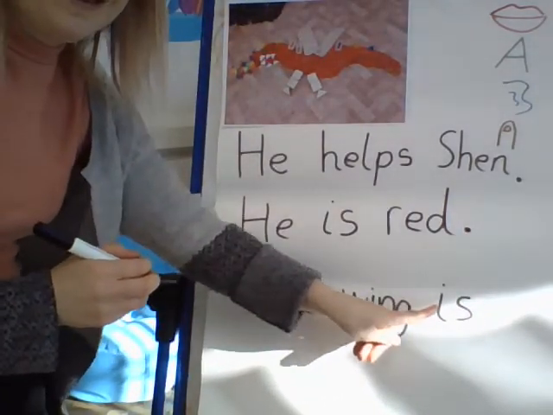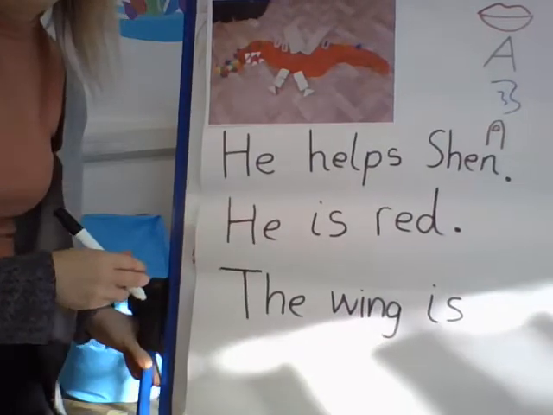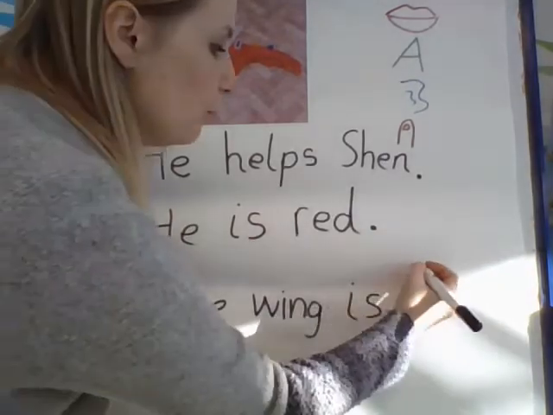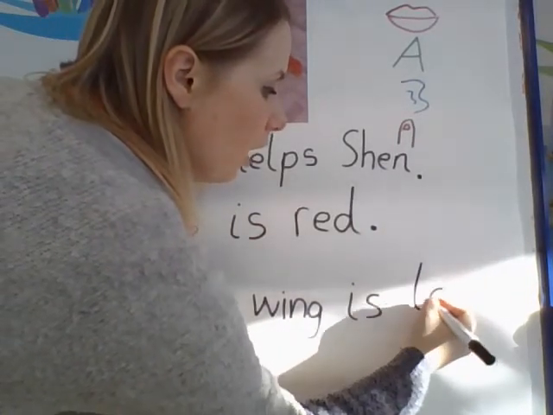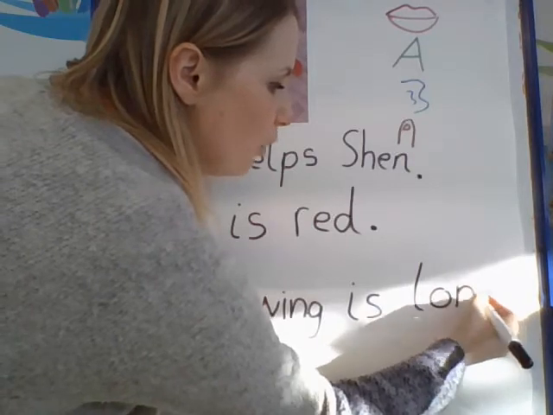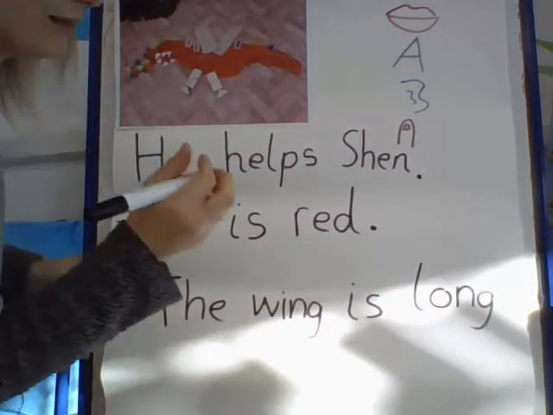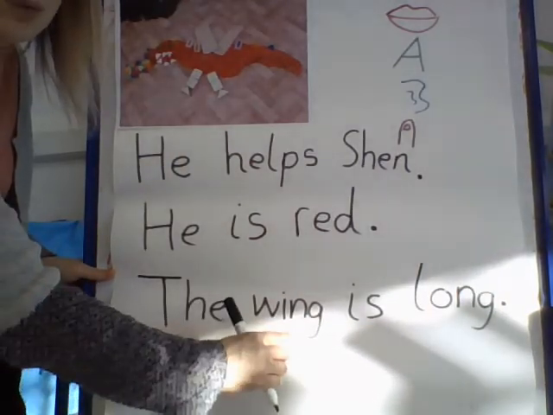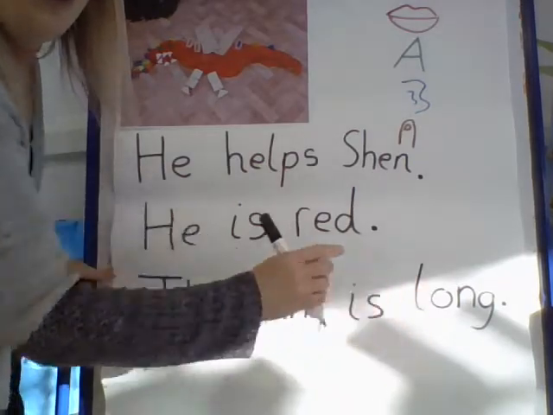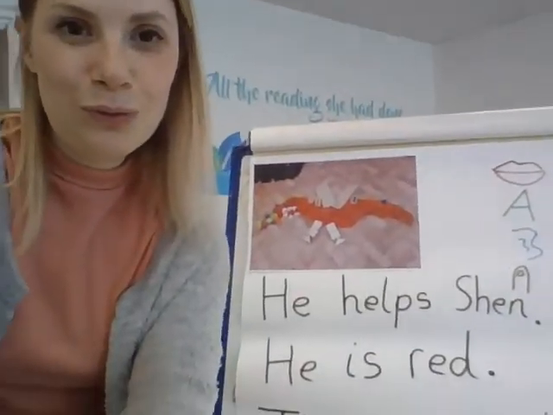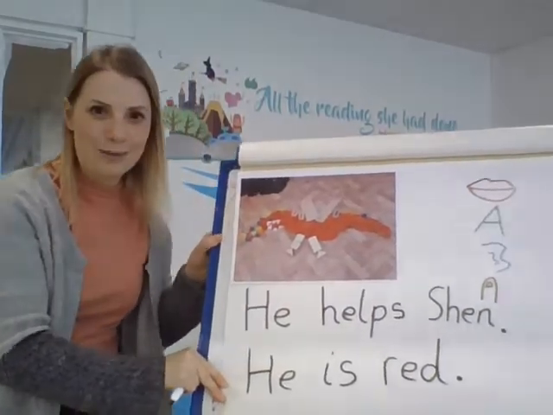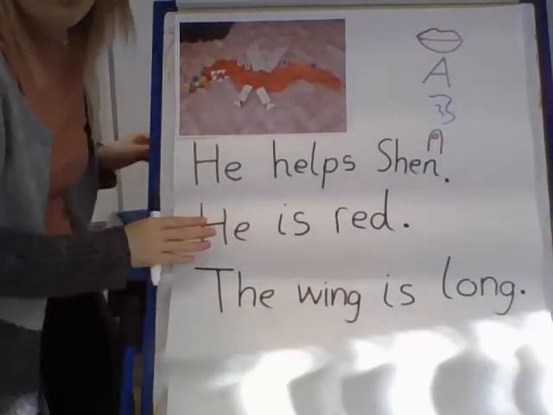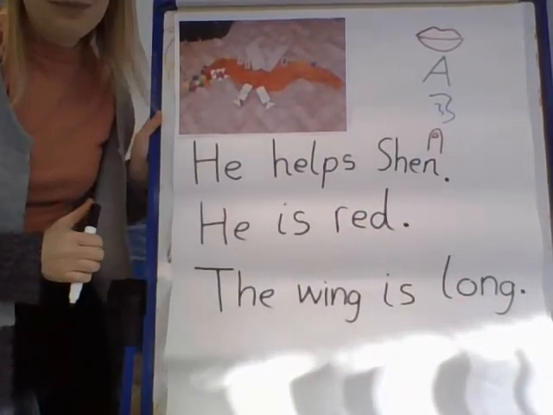My finger space. I, Z. The wing is, and then we're going to do, there's lots of sun coming in this room today. Long. I hope you can see it. L, O, our digraph again. Ng. And then what to put at the end? Oh, that's right. We put a full stop. The wing is long. Don't worry if yours doesn't look, let me try and move around a little bit so we haven't got the glaring sun.